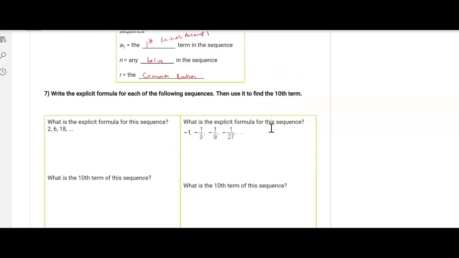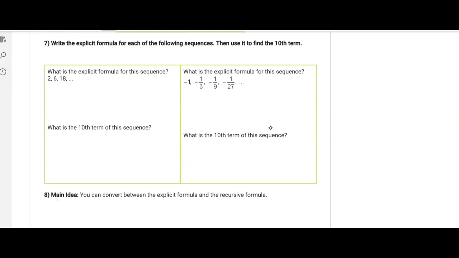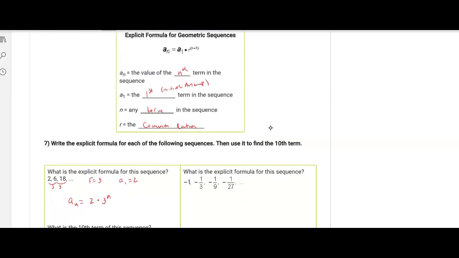So let's look at this. First thing I do is find my common ratio. 2 times 3 gives me 6, 6 times 3 gives me 18. So my common ratio is 3, and my initial value is 2. So we say a sub n equals my initial value 2 times 3 to the nth power. Oh, sorry, excuse me, it's n minus 1. That's right, because it's the previous term.